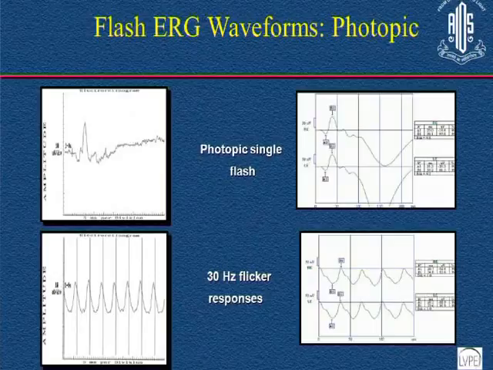And what you find below is the flicker. In the flicker, we are giving 30 bright flashes every second. You can see that if you give this flash, it gives this response. If you give this flash, it is giving this response. The response of the flash comes just before the next flash. So you can just look at this and know whether it's normal or not.